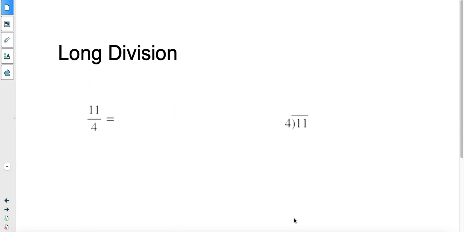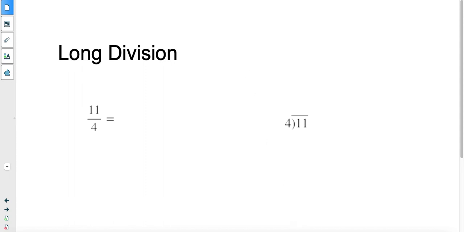Hi everyone. In this video, we're going to look at how to divide polynomials using long division. Before we look at those types of examples though, I want to take a look at a simpler example. So, let's say we wanted to divide 11 by 4 using long division.